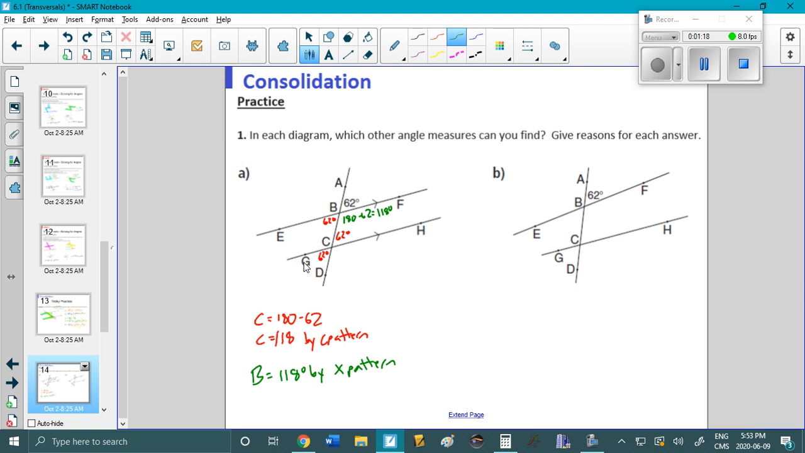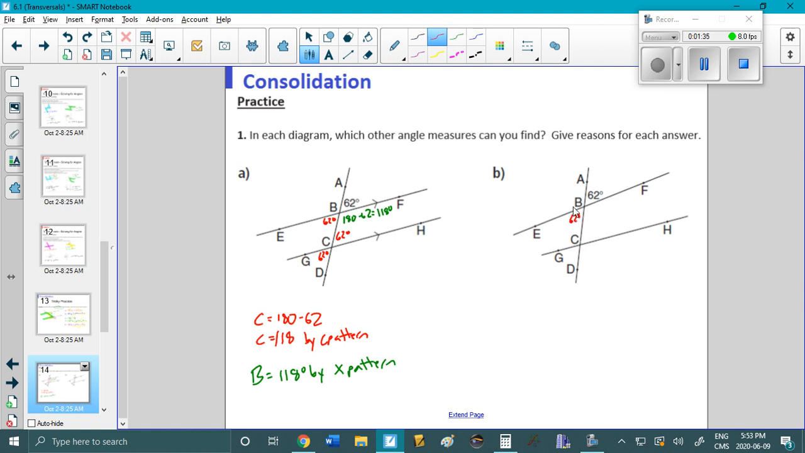Okay, so E, G, D, A, F, and H. Those are all just points. We won't worry about those. And you know what I'm going to do here? Actually, this is going to be very quick. So we know this is 62 degrees.